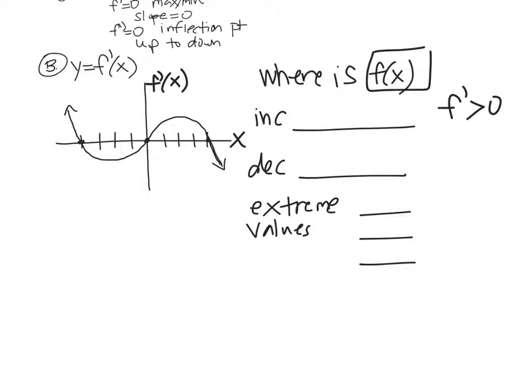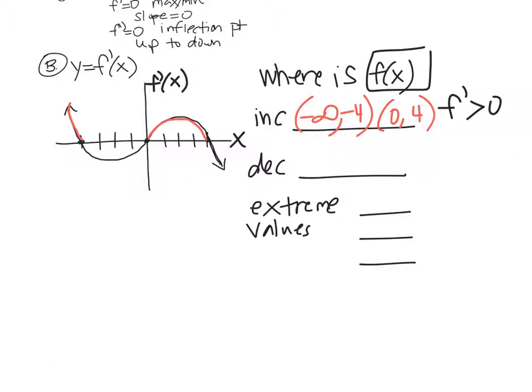So where is f prime of x positive? From negative infinity to -4. Yes, exactly. It's positive there. And 0 to 4. Perfect. And it's positive there. That's where my original graph is increasing: from negative infinity to -4, and then from 0 to 4. When the derivative is above the x-axis, that means that the slopes of your original graph are positive, which means it's increasing.